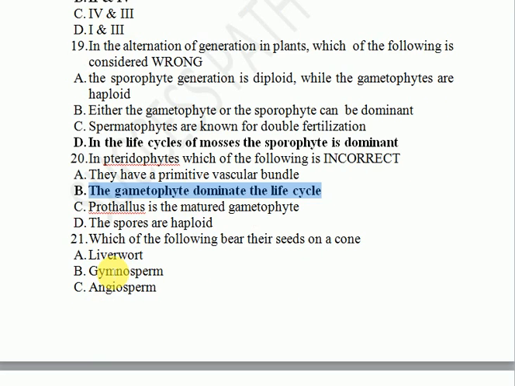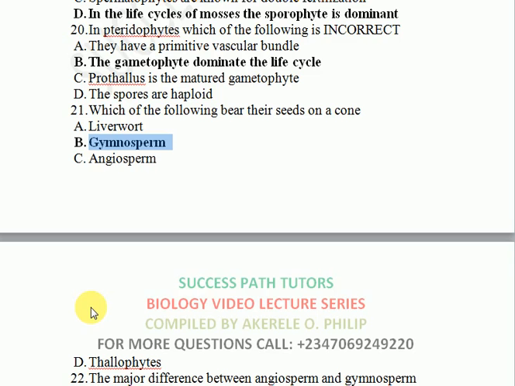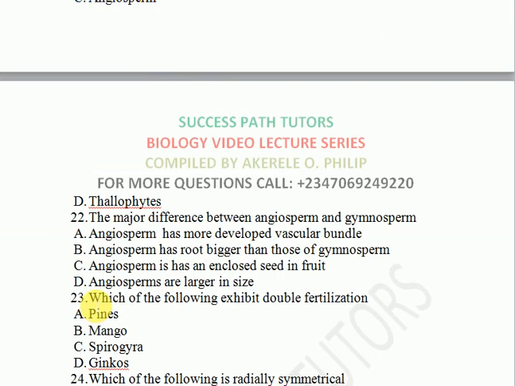Which of the following bears seed on a cone? That's your gymnosperm, the likes of ginkgos, conifers, cedars. Those are examples of gymnosperm, and they bear their seeds on cones. Their seed is not enclosed in an ovary. The major difference between angiosperm and gymnosperm is that angiosperm has an enclosed seed. That's the answer.